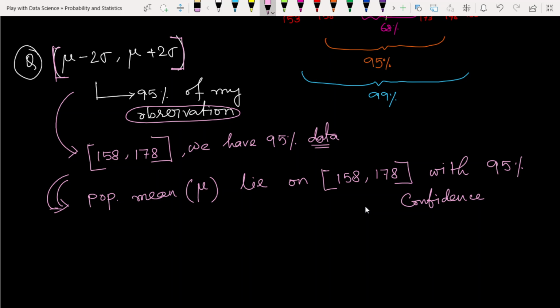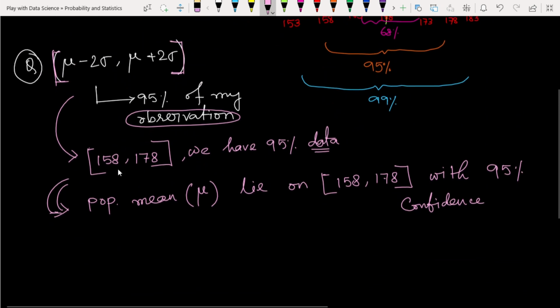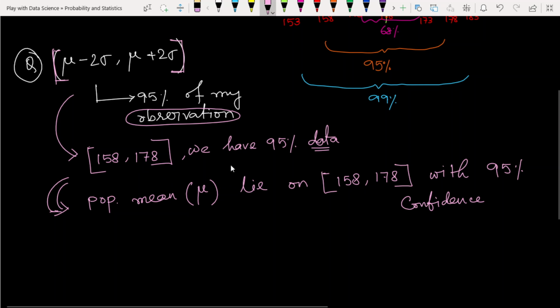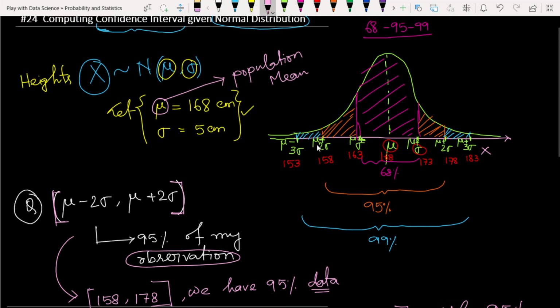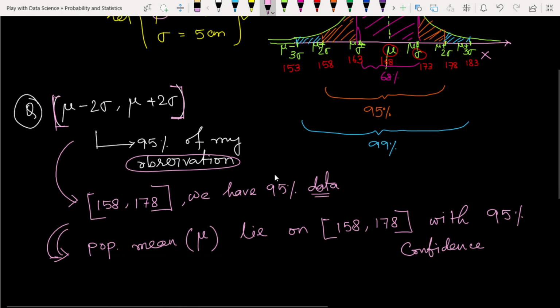With 95% confidence. Okay, this is what these things actually mean. I think you have understood: on the range from mu minus 2 sigma to mu plus 2 sigma, we have 95% confidence that our mu will lie in this range.